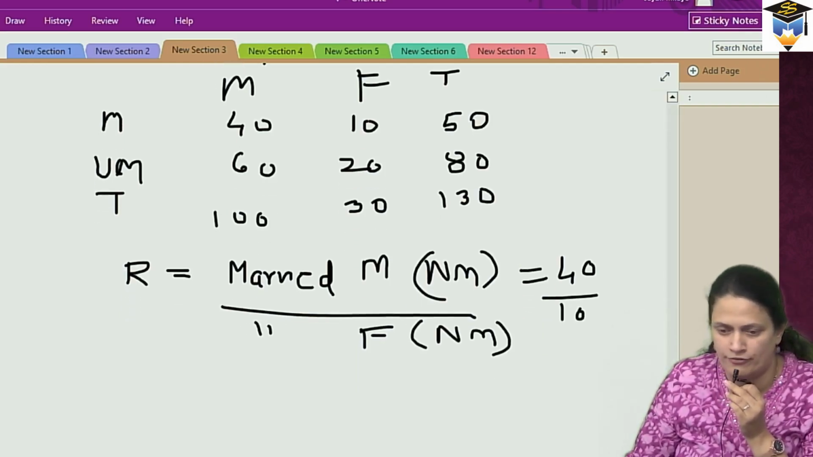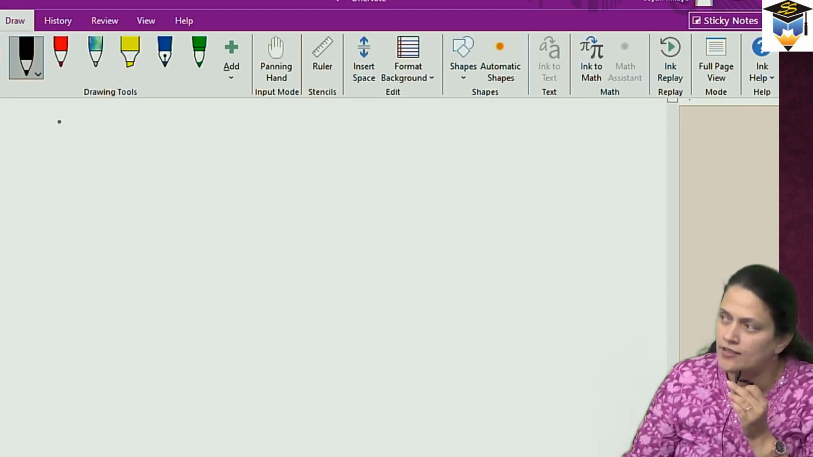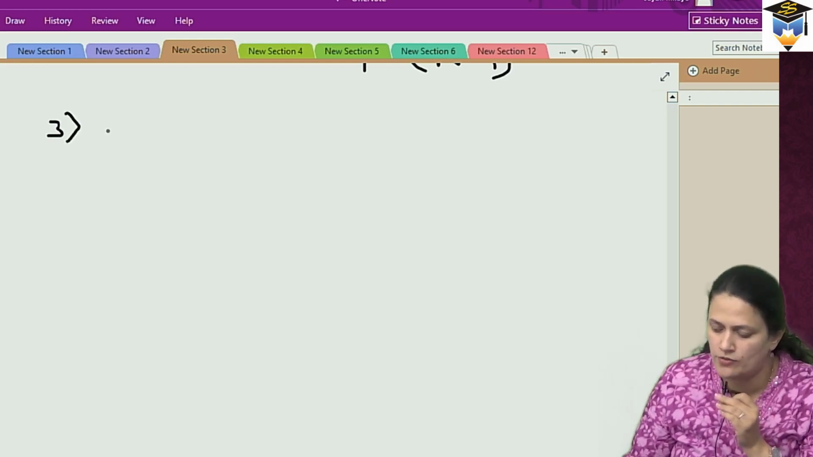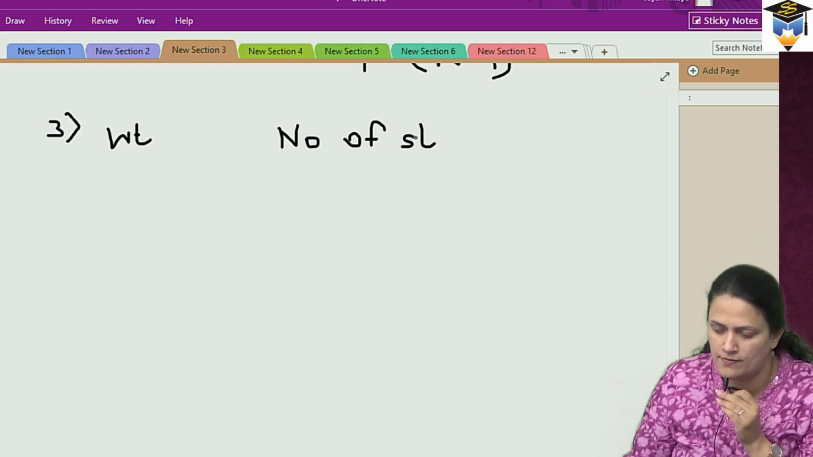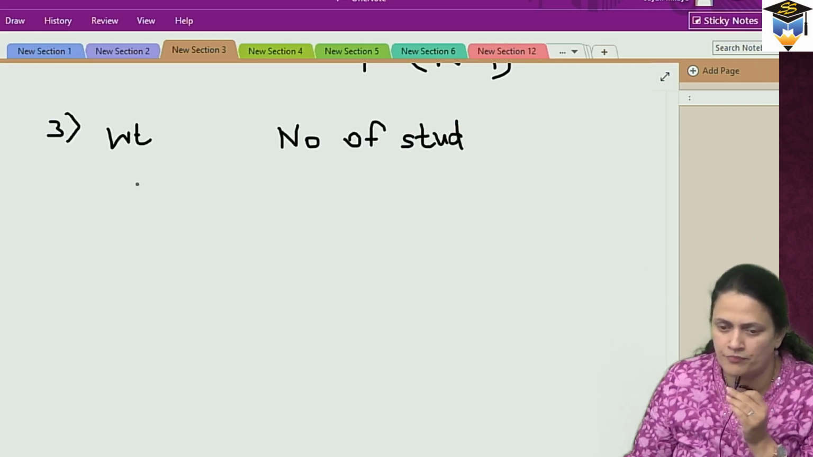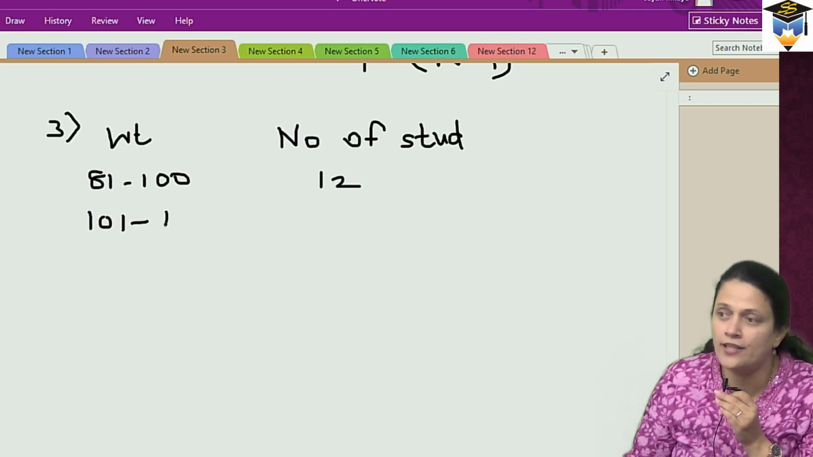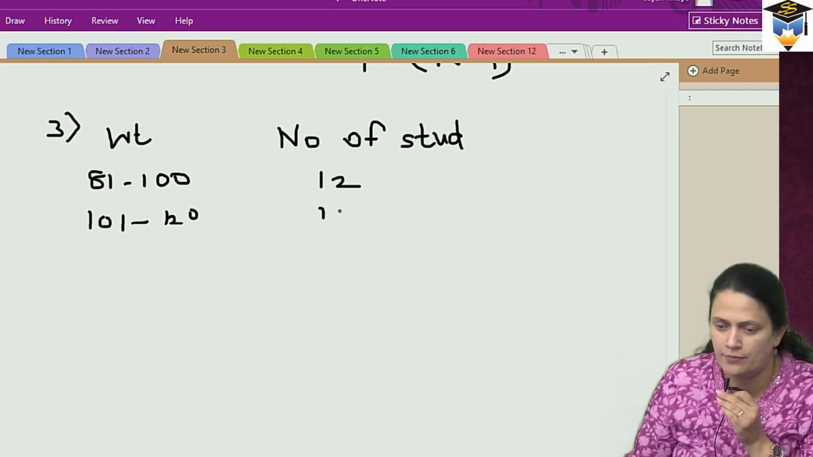Correct, that is 12. Palak has told me the correct answer. That is 12. We are solving the third one from set C. Weight and so this is weight and this is number of students or frequency. So we are forming two columns. So first weight 81 to 100. So Palak has told me there are 12. Then 101 to 120. How many? 12. That is correct, Palak.